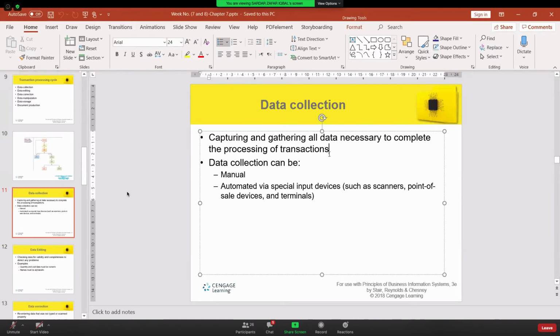Let's start from here, the data collection. So what is data collection? You need data for any system. Your first step is you need to collect the data. Okay, so how can you collect the data?